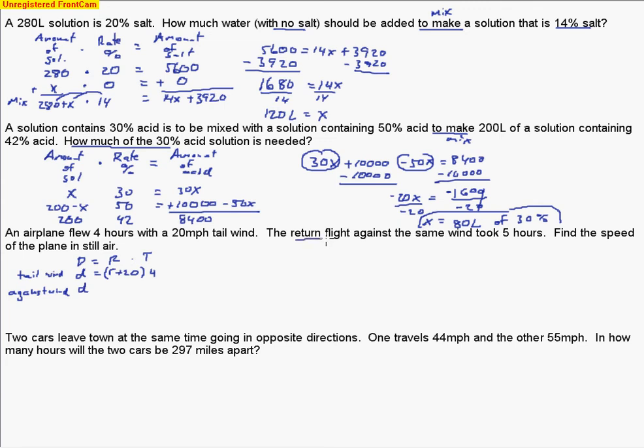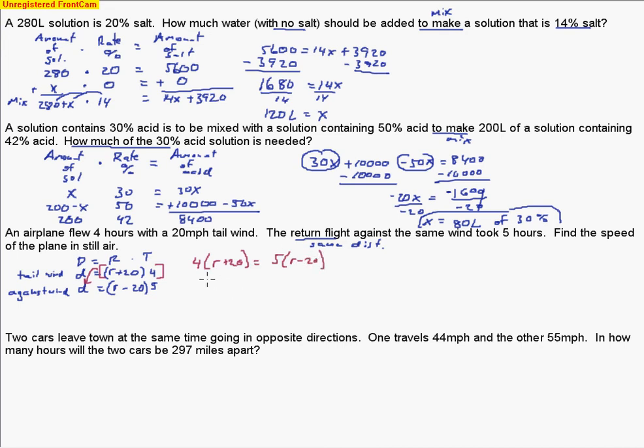Return trip means that it's going to end up being the same distance. So I'm going to use the same variable, d, for that distance, but now it's going to be r minus 20 because, again, we're going against the wind. And it took us 5 hours to do this. So we're going to go ahead and set these two equations equal. See how this expression right here, this 4 times r plus 20, equals d. I'm going to put it in for this d right here. So now I have 4 times r plus 20 equals 5 times r minus 20.